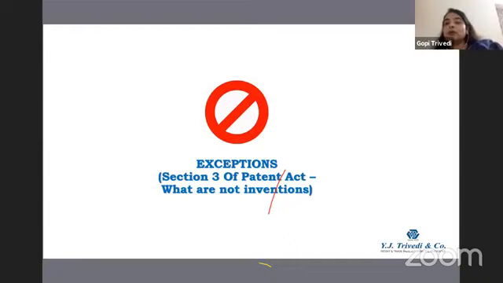Now I've almost made up my mind that I'm going to file a patent. I'm a little bit clear with the nuances of the patent, but I want to check the exceptions or cautions. My caution is a section called Section 3 of the Patent Act, which describes what are not inventions. I'm going to go through them a little bit quickly. The examples are also there on the screen. I would go a little bit faster here.